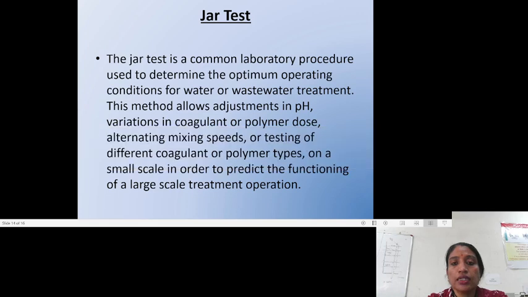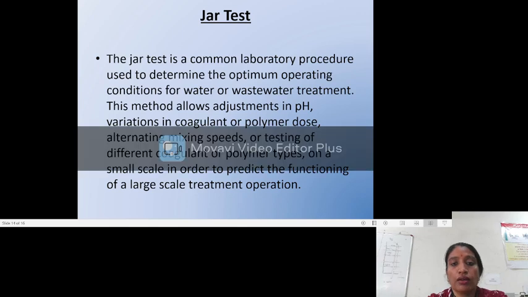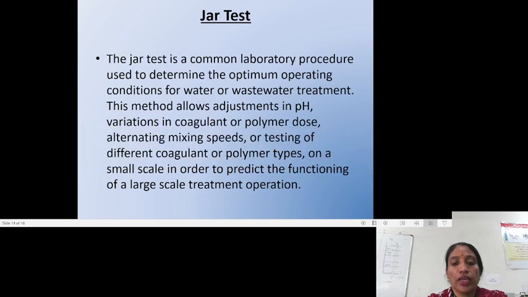Now, the jar test is a laboratory procedure to find the optimum dose of coagulant. This is a procedure done in the lab so that we can come to know about the optimum dose which is to be used for actual wastewater treatment in treatment plants. In this experiment, the pH can also be varied, the coagulant dose can be varied, and then we can find out the optimum dose.